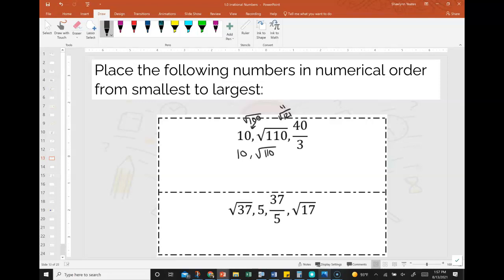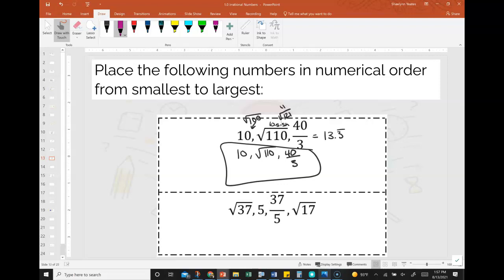So let's see, 40 over 3. That's 3 goes into 40. That'd be 13.333, right? And that's the next number up. So this is like 10.5-ish. It's probably like 10.4. Knowing me, I'm just that far off. And then we've got 40 thirds. Lucky for us, this one was already in order. Fabulous. All right, let's take a look at this next one.